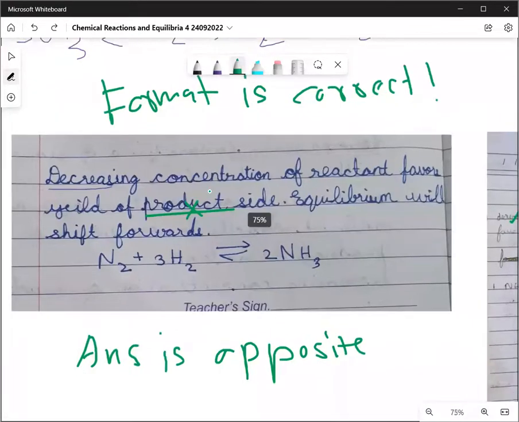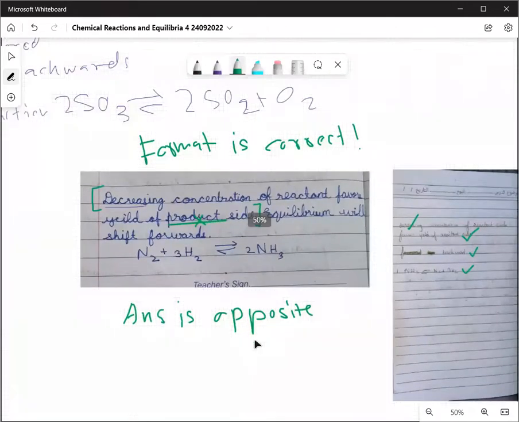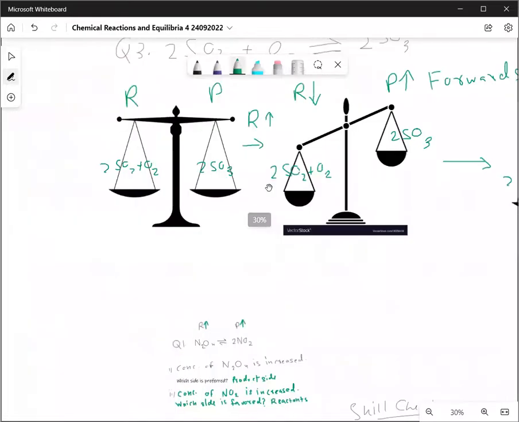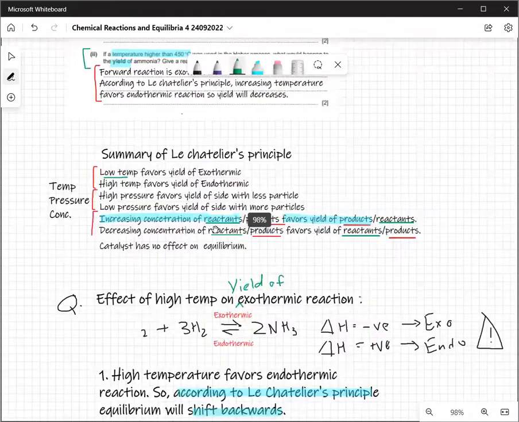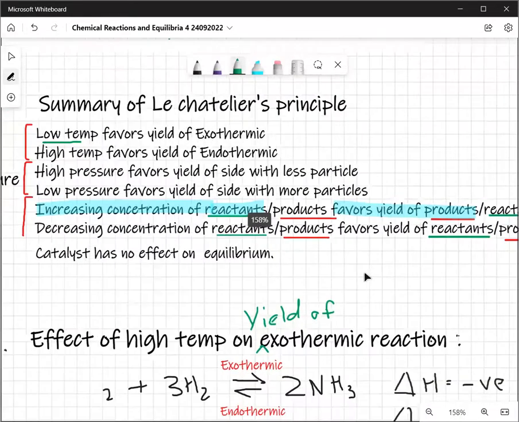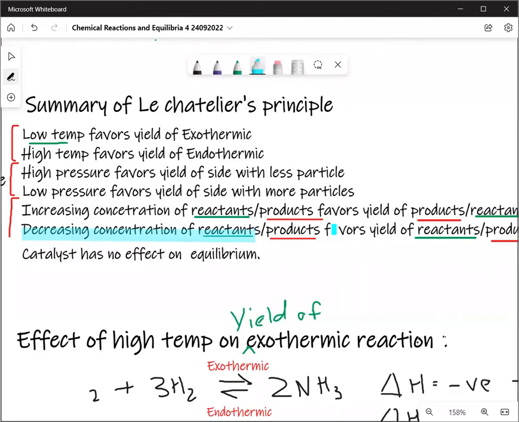That's good. Now, Niranjana, listen to me. Okay, sir. Now, please read it in your notebook. You have copied this wrong. This line. Read it again. Decreasing concentration of reactant side favors which side? Read it from your notebook. Tell me. Right, decreasing here, concentration of product side. No, look here. Just look here. Decreasing concentration of reactants favors yield of reactants.